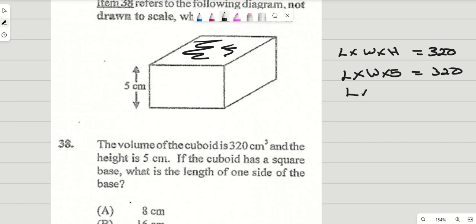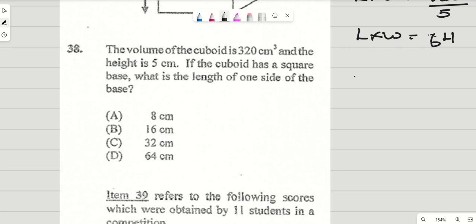So length times width would be 320 divided by 5. Length times width would be equal to 320 divided by 5 is 64. Right, now if we know that these sides are equal, length and width is equal, what multiplied by what would give you 64? 8. 8 8s are 64, so my answer here would be E.